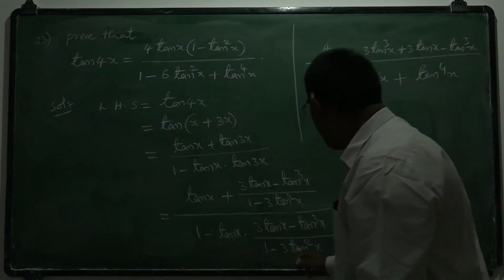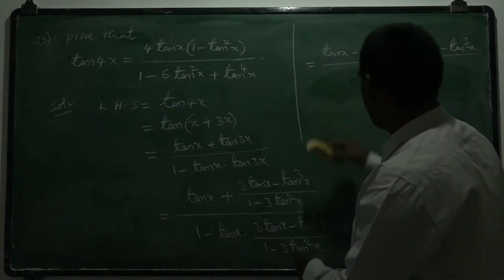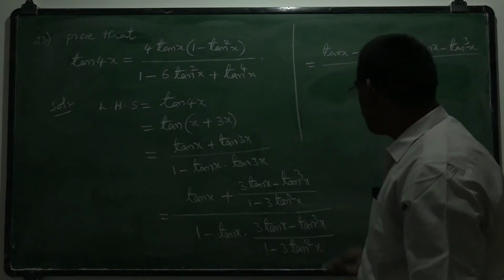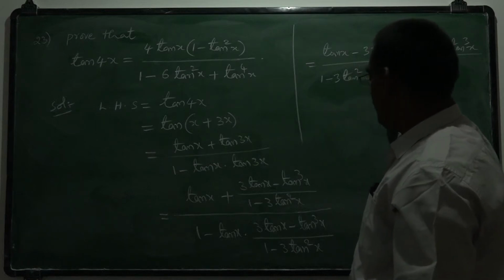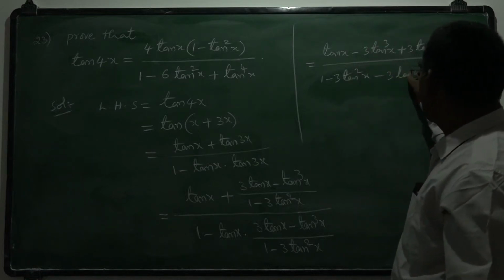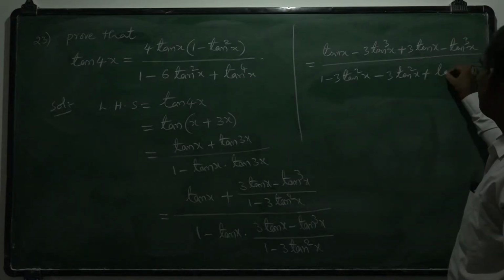One minus 3 tan square x. Here, 1 into 1 minus 3 tan square x, minus 3 tan square x, plus tan power 4x.